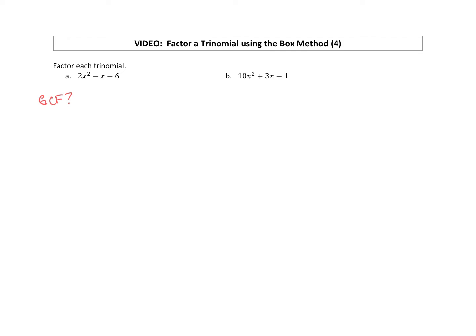So do we have a GCF? 2x squared minus x minus 6. And no, they don't have any common factors. Now let's go to our box. First term goes in the top left, 2x squared. Last term goes in the bottom right, negative 6.